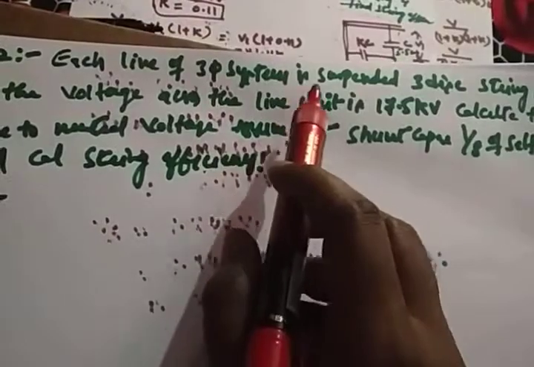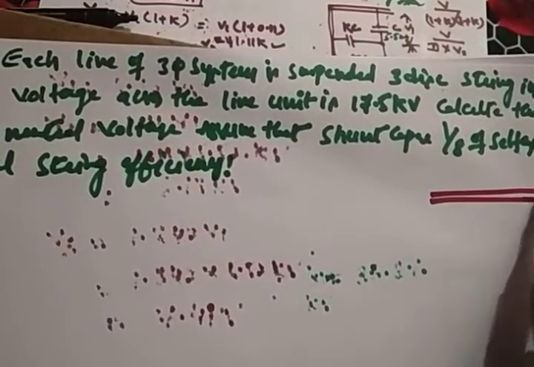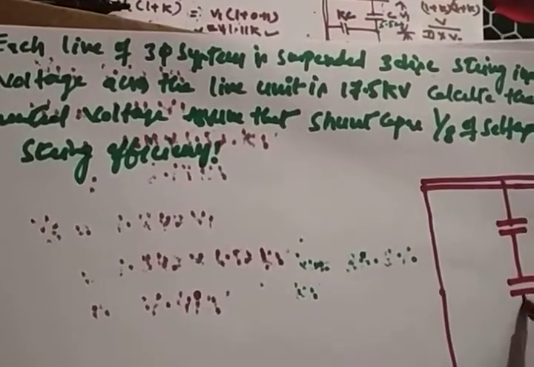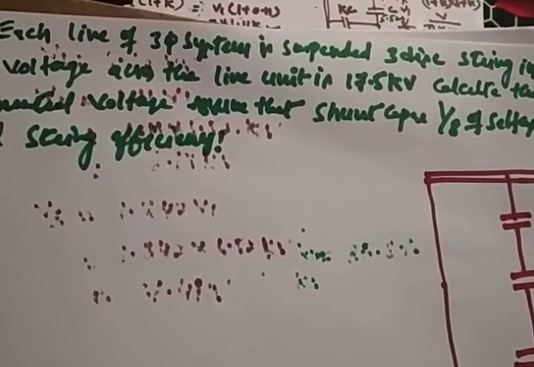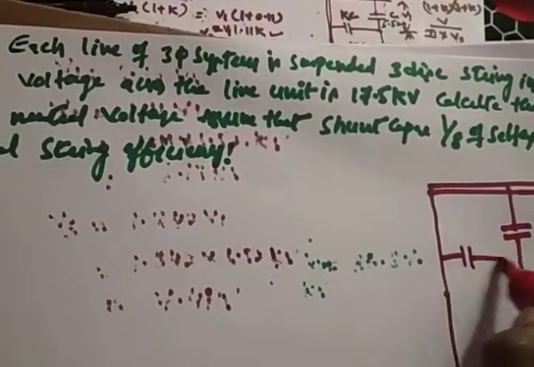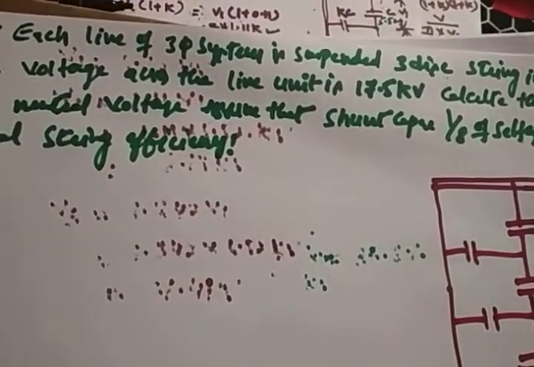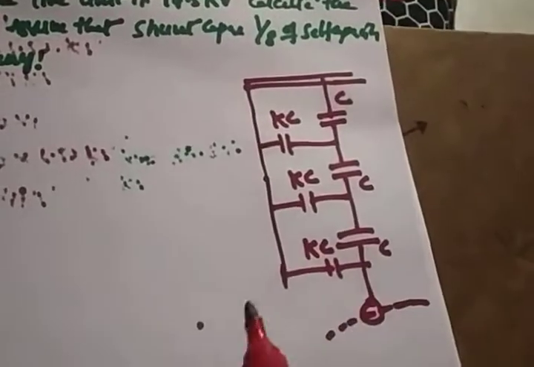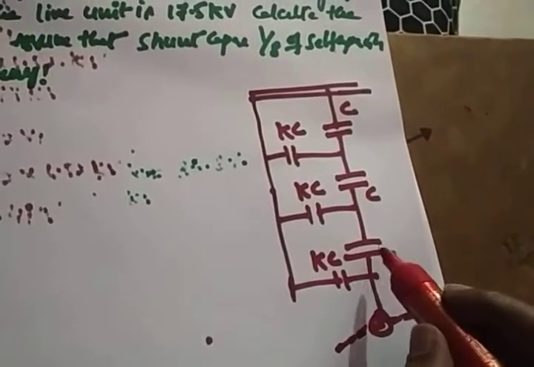Right. So first read the question. Each line of a three-phase system is suspended by a 3-disc string insulator. Try to draw the figure itself. How many discs? 3 discs. So this is the conductor, right? This is a self capacitance. So this is KC, this is KC, this is KC. This is a self capacitance, and this is a shunt capacitance, right? Nothing more, 3 discs. The voltage across the line unit. So which one is the line unit? This is the line, and this one is the line unit.